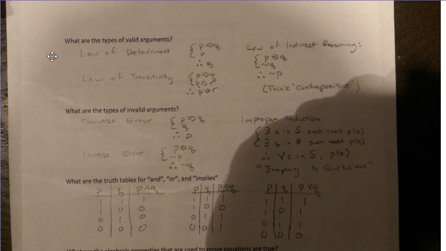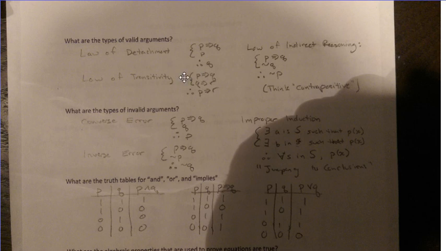Okay, so we're going to talk about the types of valid arguments. The first one is the law of detachment. So remember, these two things that are linked together with the bracket are called the premises. So basically what we're saying here is that P implies Q and P are both true, therefore Q must be true. If I use just a regular if-then statement, for example, if it rains, then I will go to the movies. It rained, therefore I went to the movies. Both premises must be true in order for the consequent to be true.